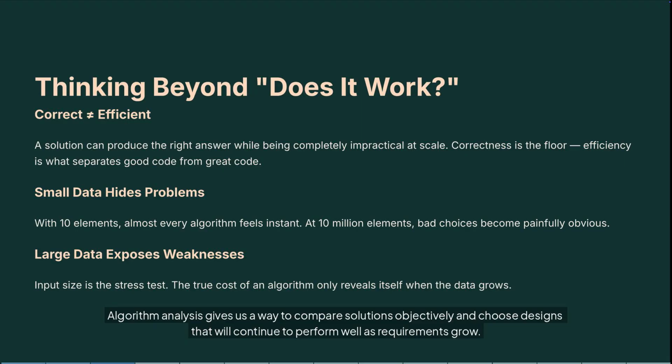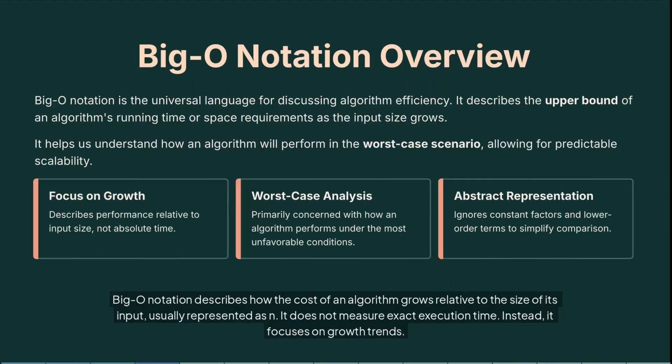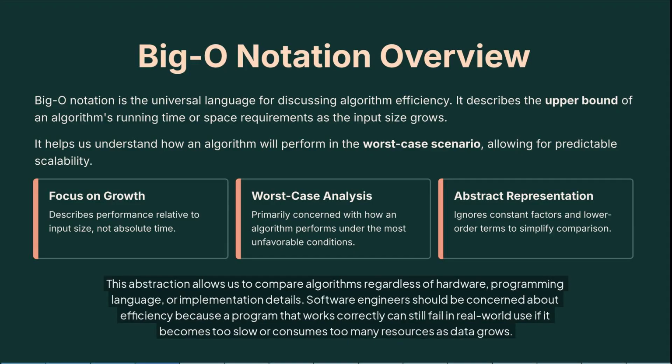requirements grow. Big O notation describes how the cost of an algorithm grows relative to the size of its input, usually represented as n. It does not measure exact execution time. Instead, it focuses on growth trends. This abstraction allows us to compare algorithms regardless of hardware, programming language, or implementation details.